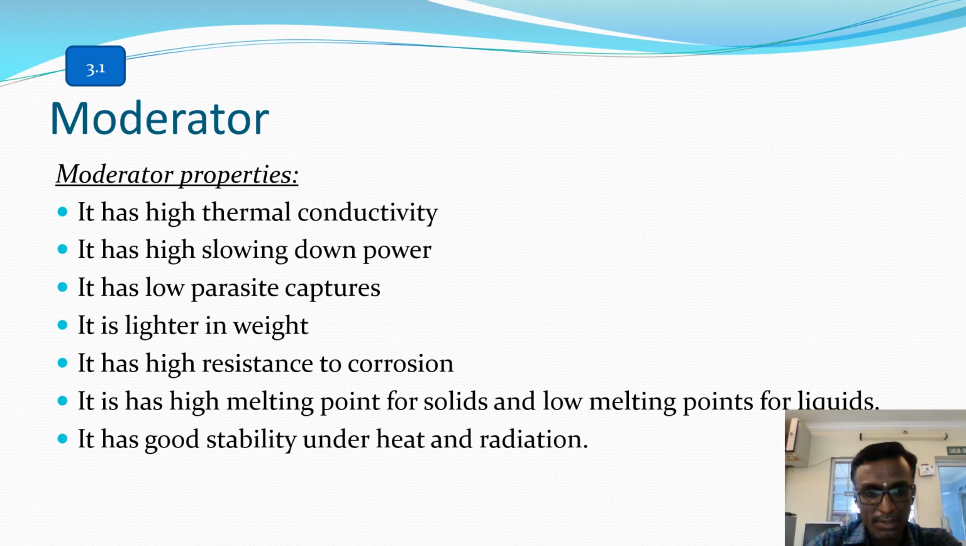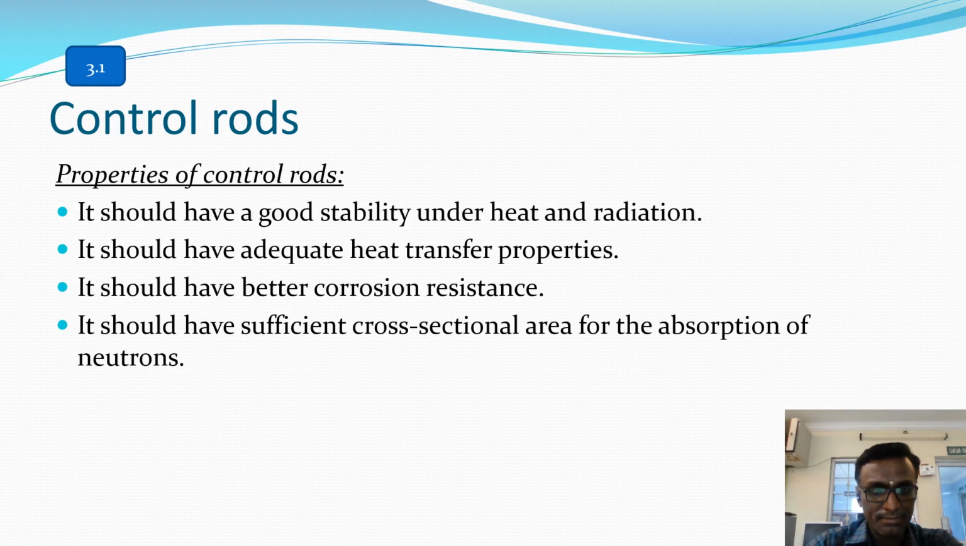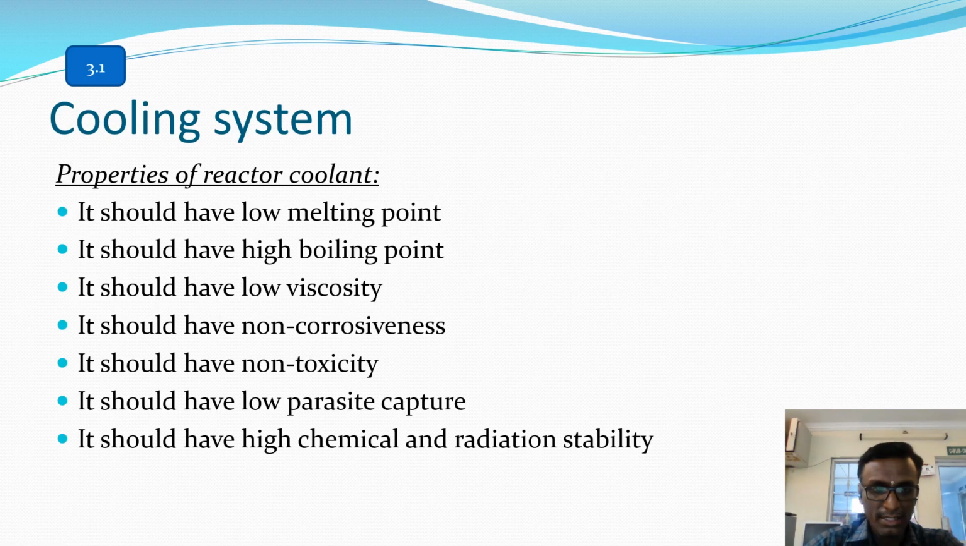What are the moderator properties? It should have high thermal conductivity, high slowing down power, low parasite captures, it should be lighter in weight, and it should be highly stable. The function of the control rod is to shut down or to kickstart the process of the reaction in the nuclear reactor. The cooling system has to carry out the particular amount of heat that is produced inside the reactor. The cooling system should have low melting point, low boiling point, and low viscosity.